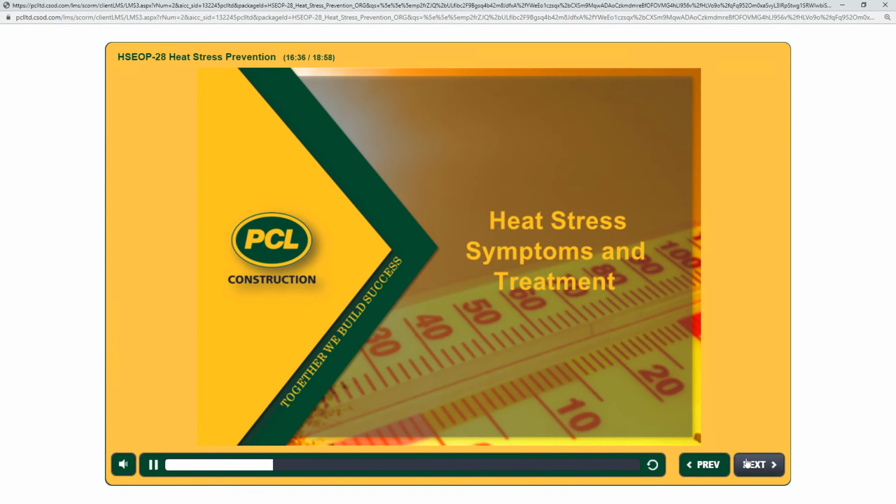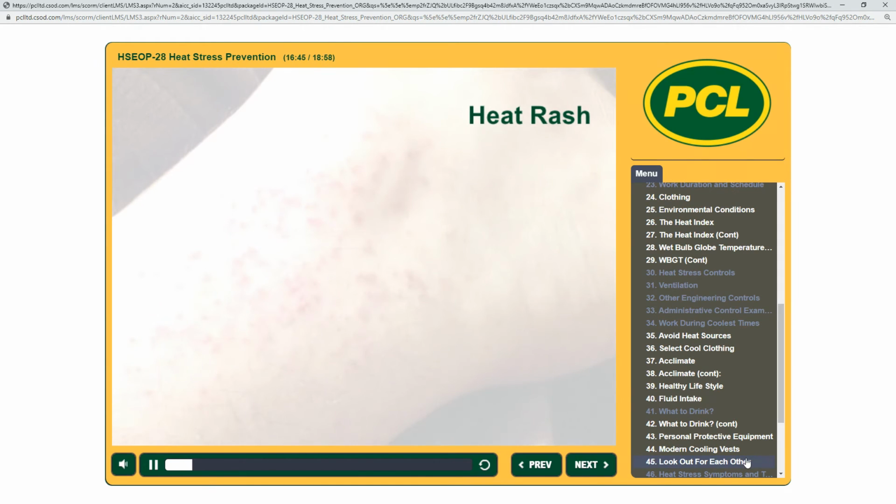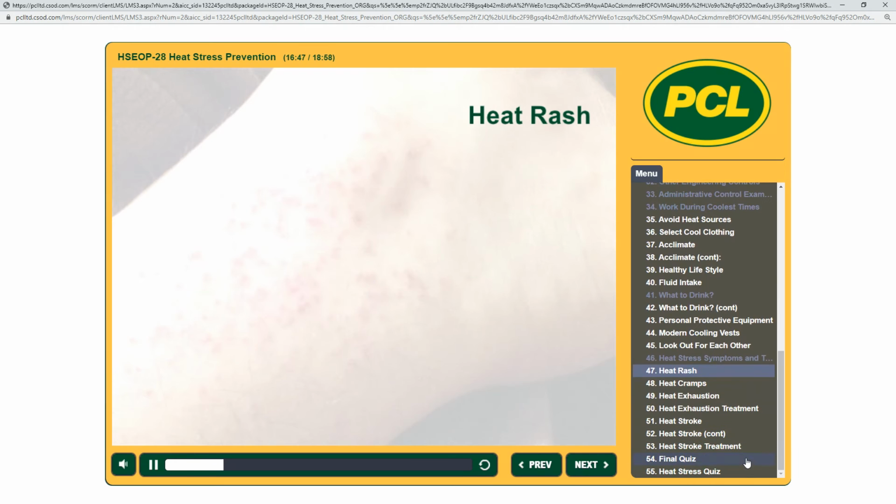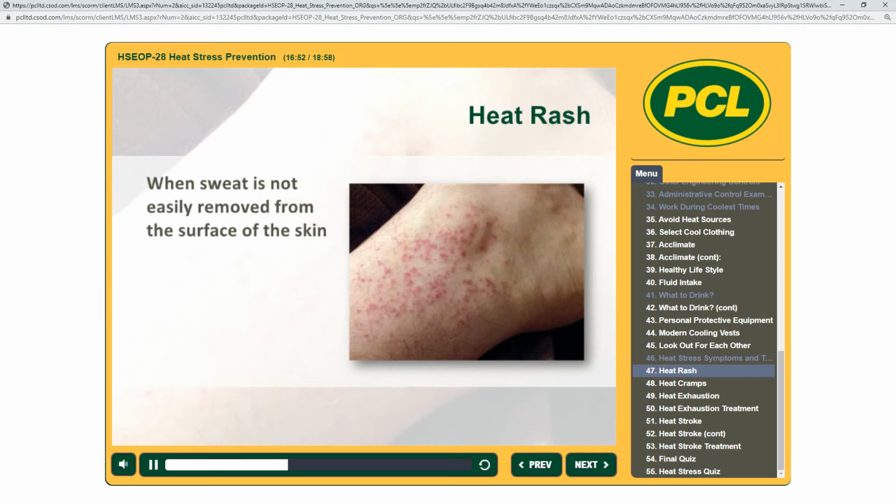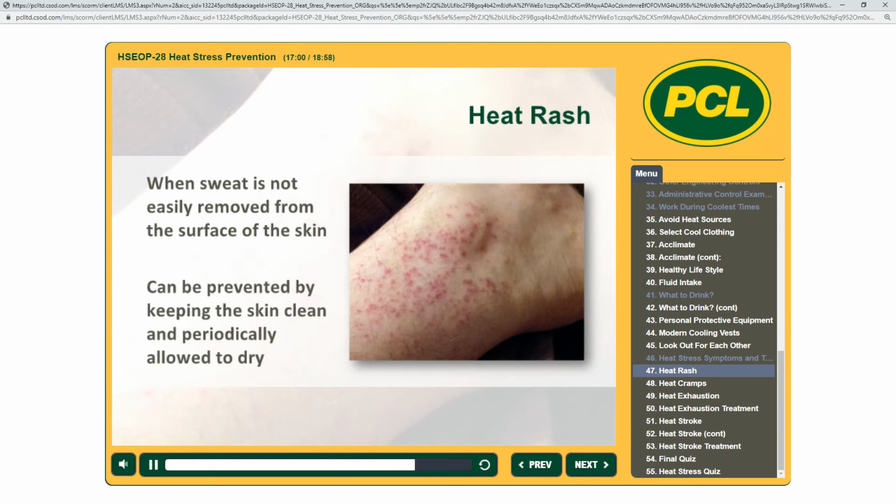Now, in case you can't prevent the heat stress, let's look at the symptoms and treatment for heat stress. There are numerous warning signs and symptoms of the onset of a heat stress condition. First, a heat rash, for example, is likely to occur in hot, humid environments where sweat is not easily removed from the skin via evaporation. Heat rashes can be prevented by keeping the skin clean and allowing it to dry.